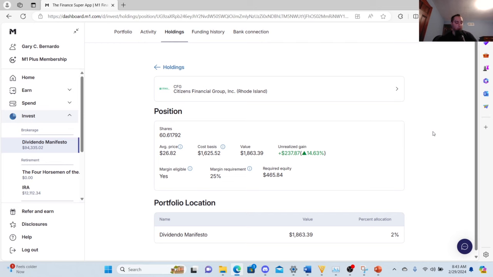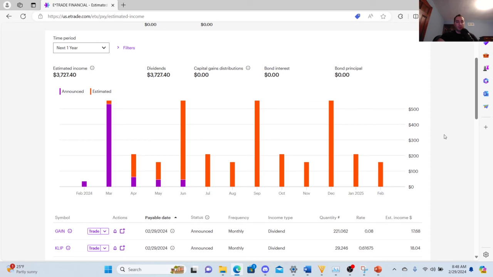So a total of $932.59. That was a good month for M1 Finance. Now, E-Trade was a little bit down this month. This was mostly monthly dividend stocks, but I'm still happy with what I'm seeing, and you're seeing the snowball effect kick in. So I'm going to jump to that.